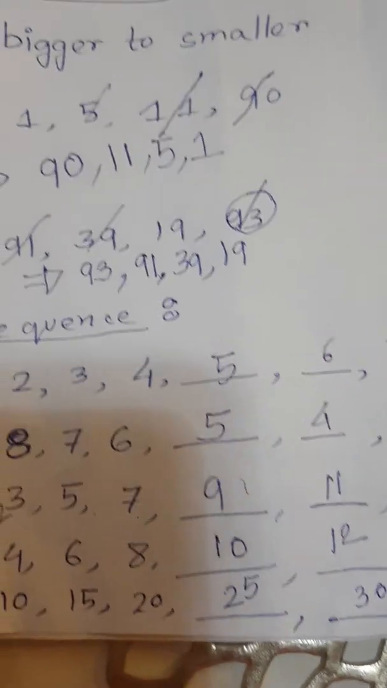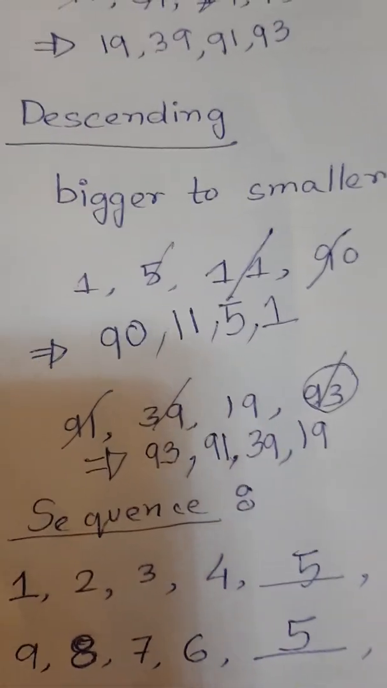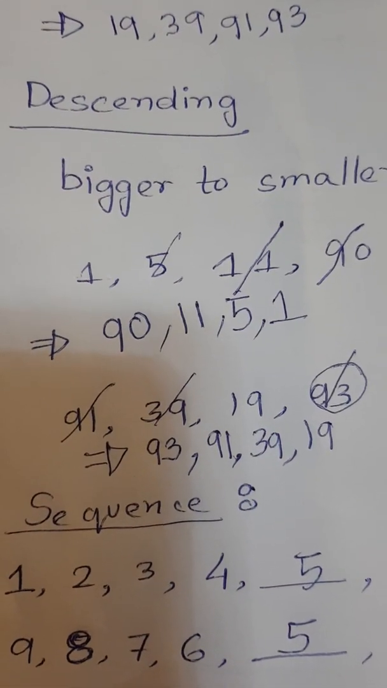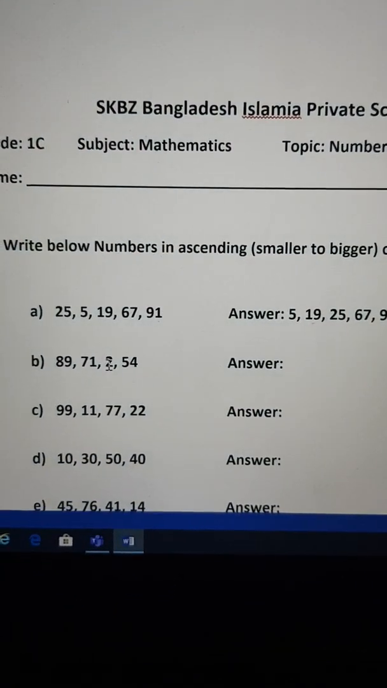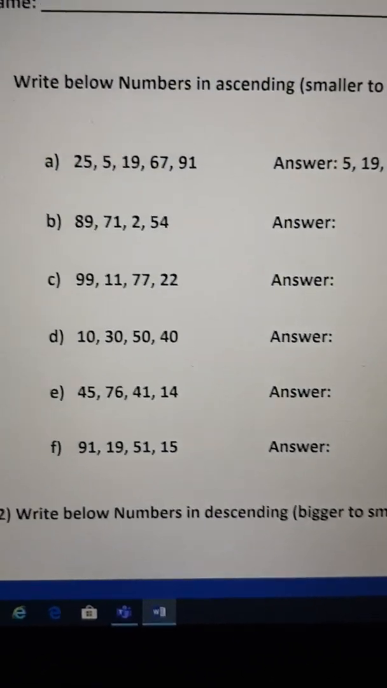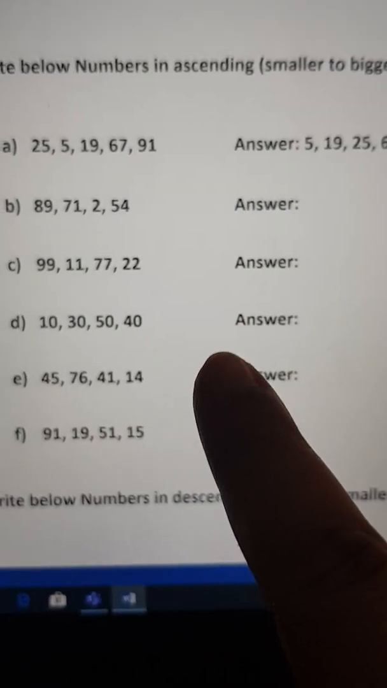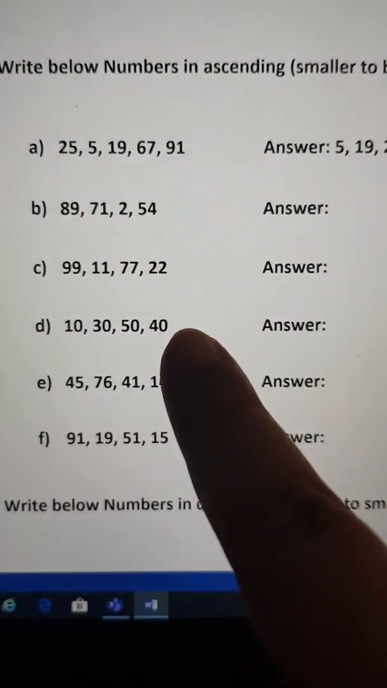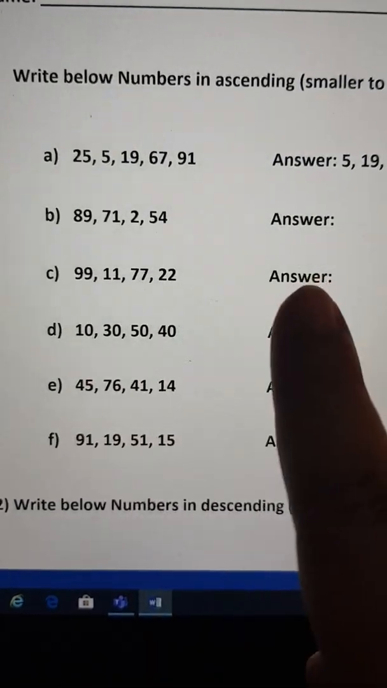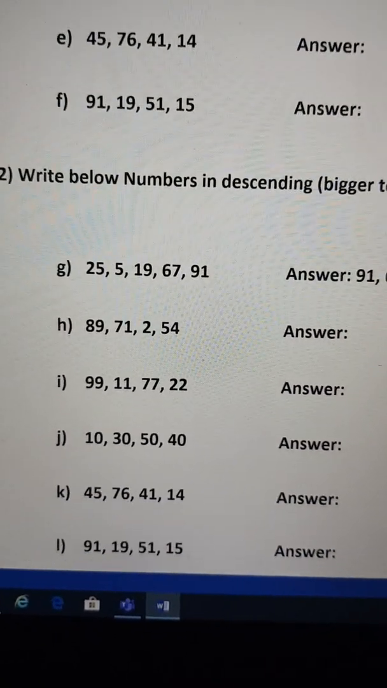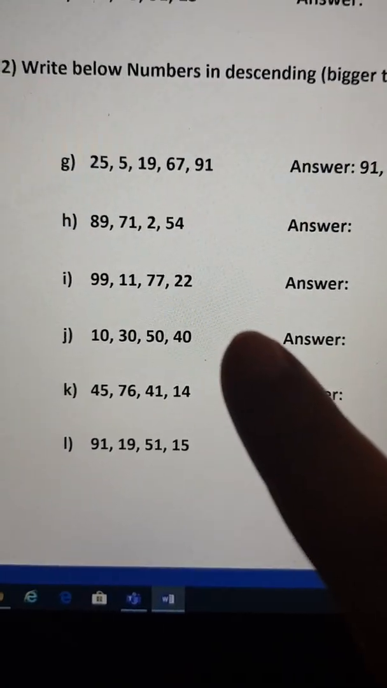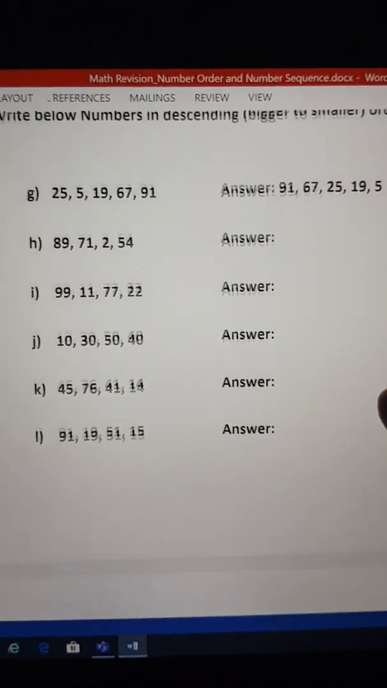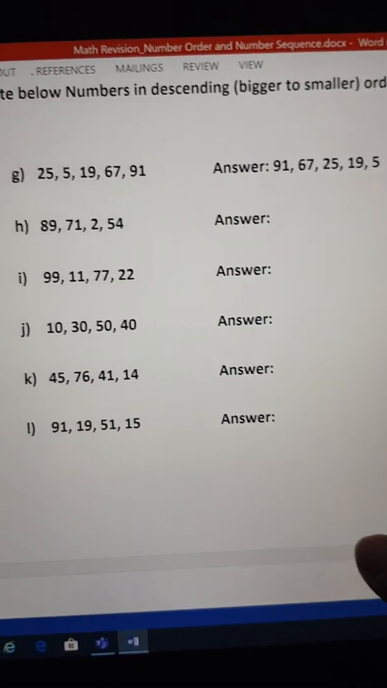So like this. I have given you a test. So here you have to see. Here you have to follow. There are some number sequences where you have to arrange it in ascending order. Ascending order means smaller to bigger. Then you have to arrange the same number sequence numbers in descending order, means bigger to smaller. Just see the numbers and write your answers here.